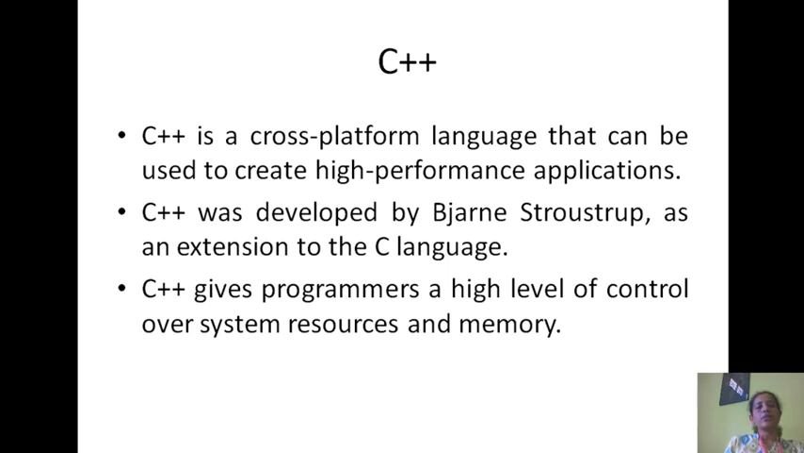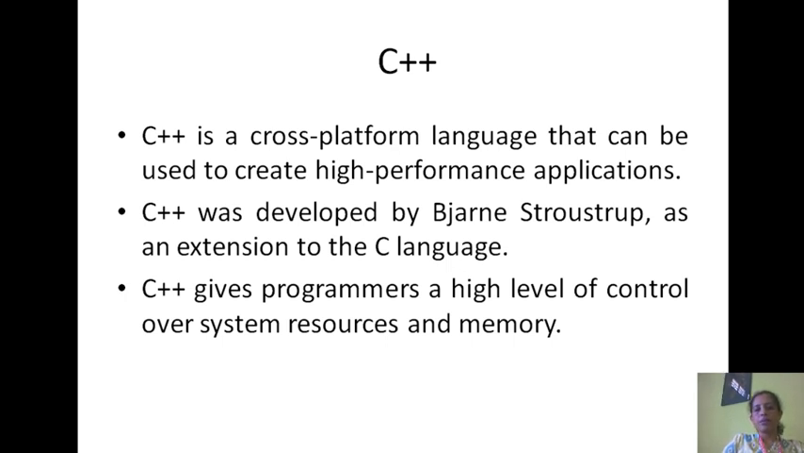So basically, what is C++? C++ is a cross-platform language that can be used to create high-performance applications, and it was developed by Bjarne Stroustrup as an extension of the C programming language. Whatever methods or tools we learn in C, we can use in C++ also, but we get a little bit of difference in C++. The basic things always depend on C programming.